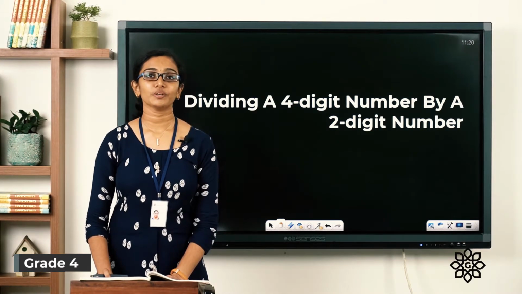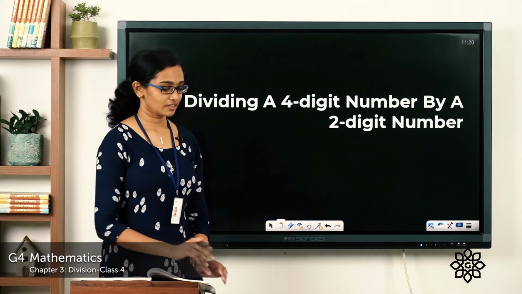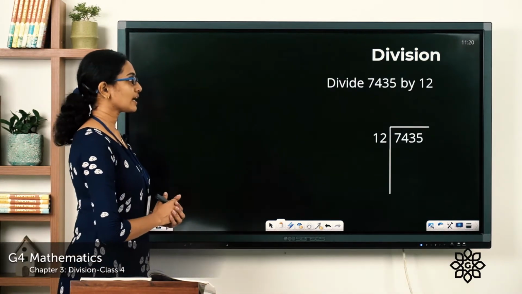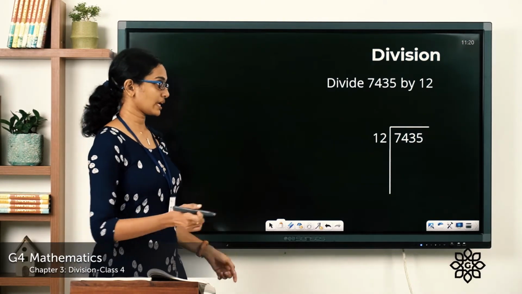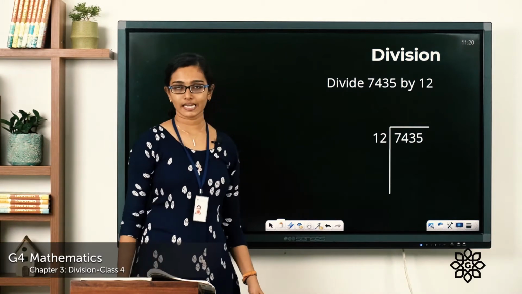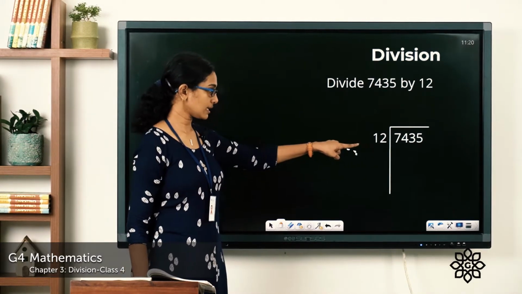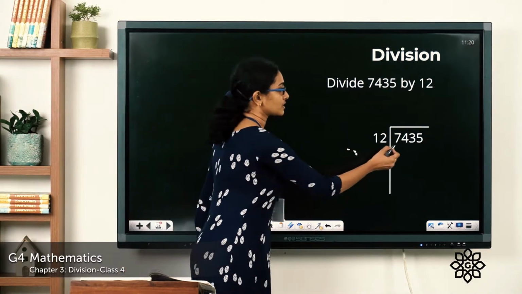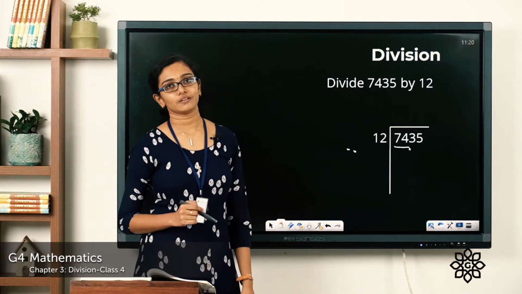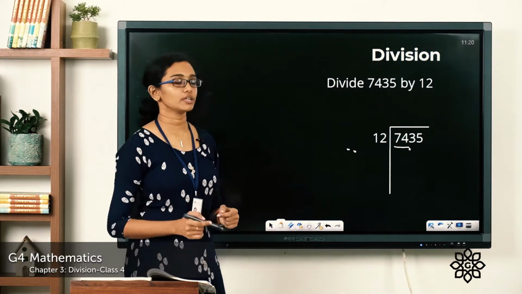So in this class, we'll see how we can divide a 4-digit number by a 2-digit number. Look at this example. Divide 7435 by 12. So here we have the dividend, which is a 4-digit number, and the divisor, which is a 2-digit number. Since we are dividing with a 2-digit number, let's consider the first 2 digits of the dividend, which is 74. So let's see how many 12s can go in 74.